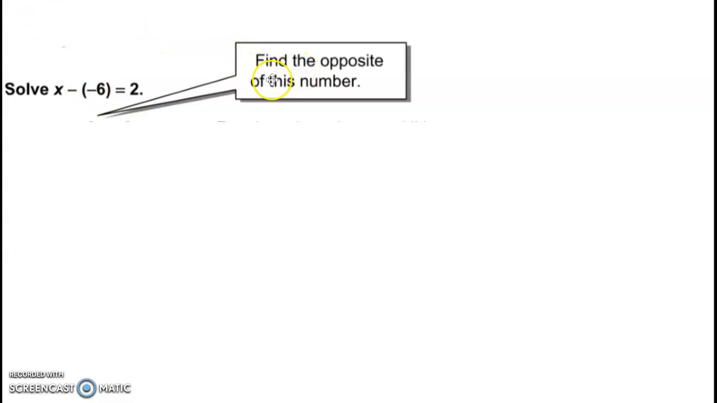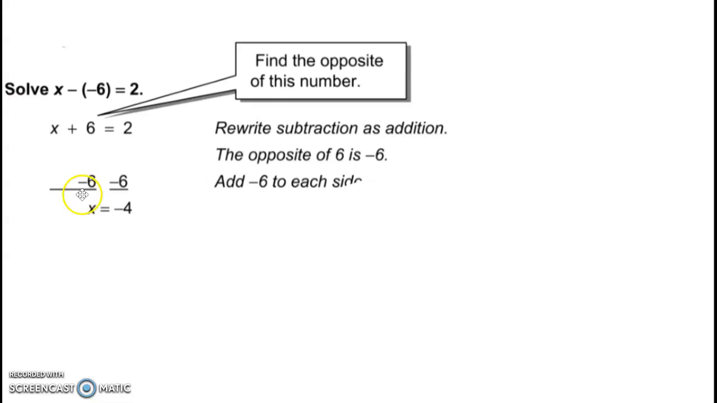Alright, here's another problem. So here you got x minus a negative 6. Okay? So we're still going to find the opposite of negative 6. But before we do that, we want to change those two negatives to a positive. So we do the opposite of adding 6, which is subtracting 6 on both sides. And that's going to leave us with x is equal to negative 4. And then you can always plug in that negative 4 to make sure your answer is correct.